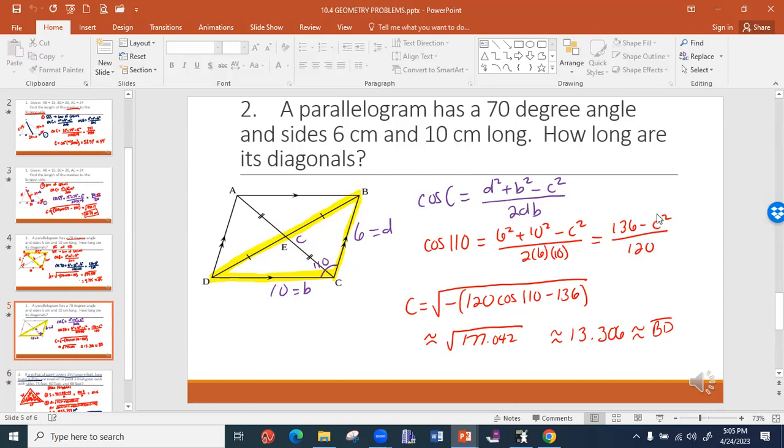Simplify. And again, the goal is to get c by itself. So in order to get c by itself, I'm going to multiply by 120, subtract 136, multiply by a negative, and then take the square root. I put in my radicand, and I get this approximately. And then I take the square root, and we get approximately 13.306 as the length of the diagonal.